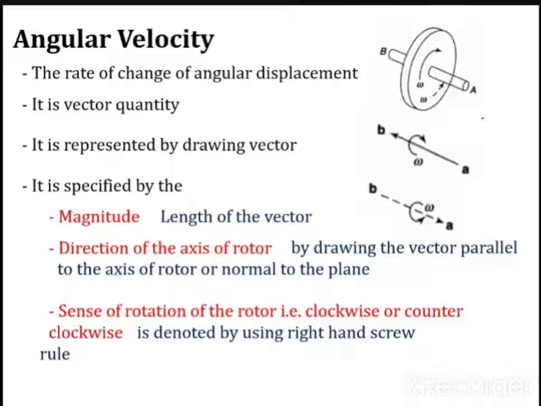Okay, so this is called the screw rule. I am writing here. This is the observer. This first case is clockwise. This case is anti-clockwise.